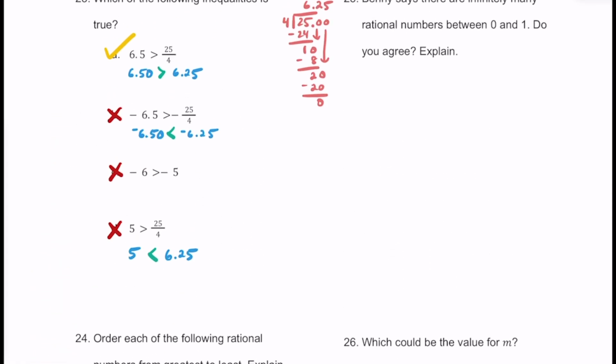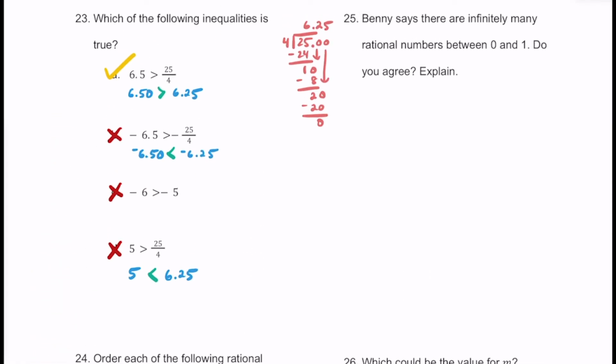Here's 25. For 25, Benny says that there are infinitely many rational numbers that are between 0 and 1. Do you agree or do you disagree? Now between 0 and 1, let's think about some fractions here. Well, you could definitely say something like 1/2, 1/3, 1/4, and 1/5, right? Now, can you do this forever? Can you basically keep creating fractions that have greater and greater denominators? And would these fractions all be between 0 and 1?